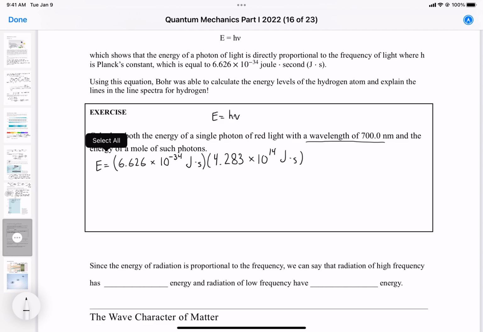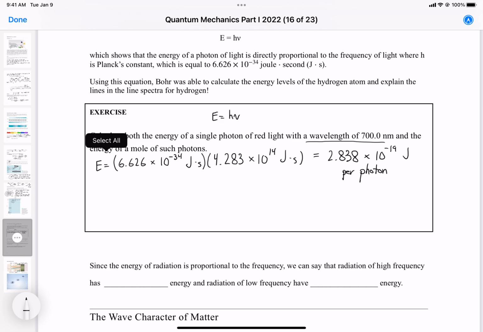Now we can say that we have 2.838 times 10 to the negative 19 joules per photon. So this represents joules per photon.